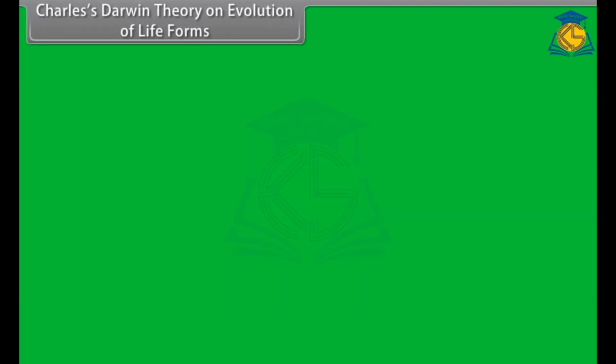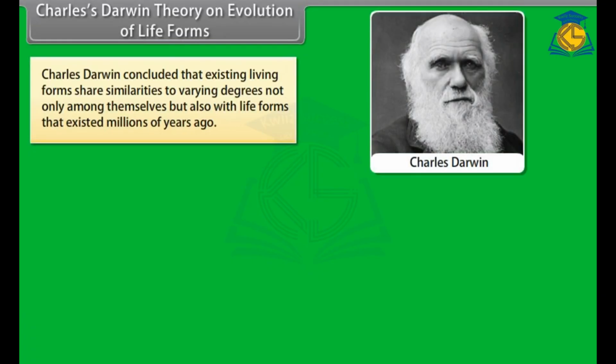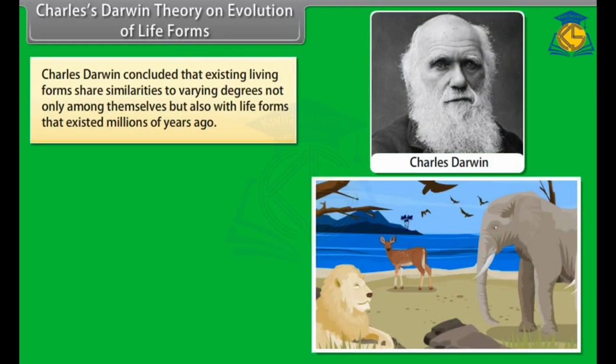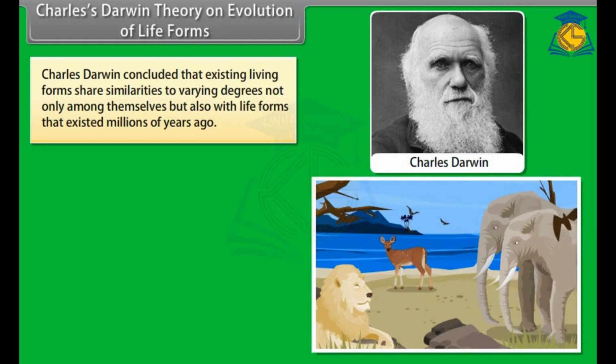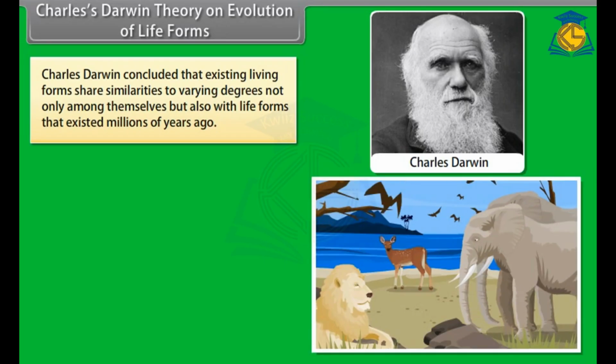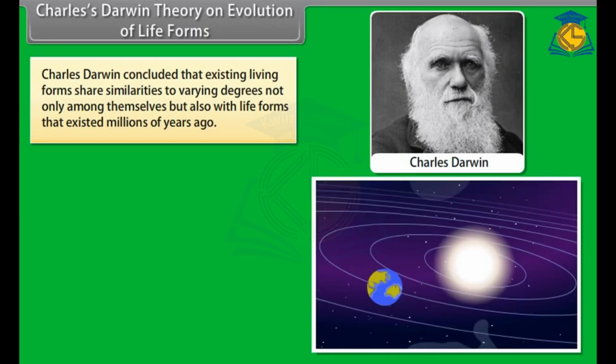Charles Darwin's theory on evolution of life forms. Charles Darwin concluded that existing living forms share similarities to varying degrees, not only among themselves, but also with life forms that existed millions of years ago.